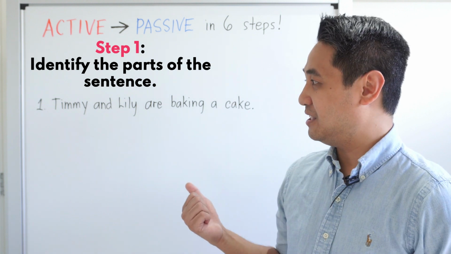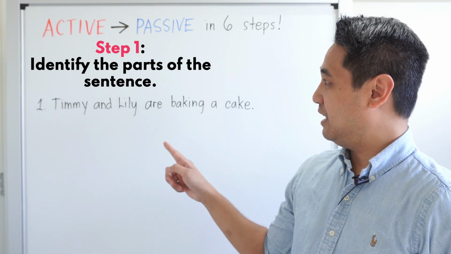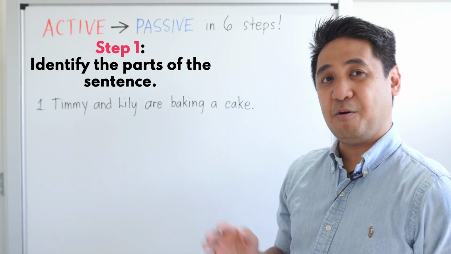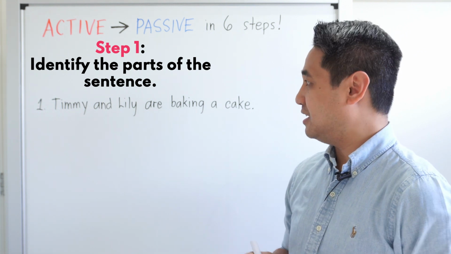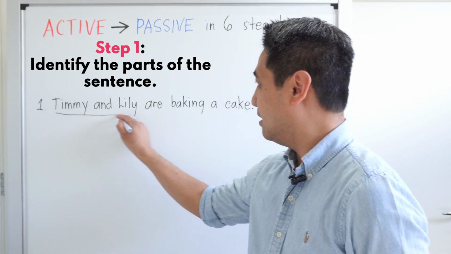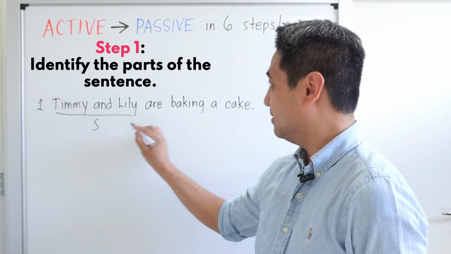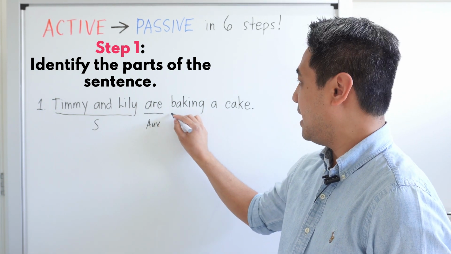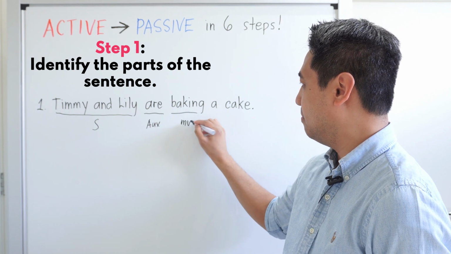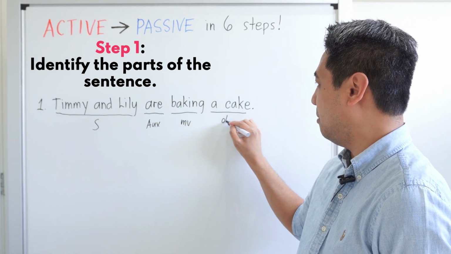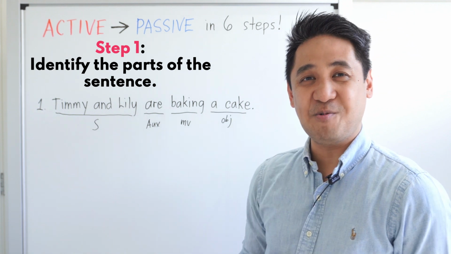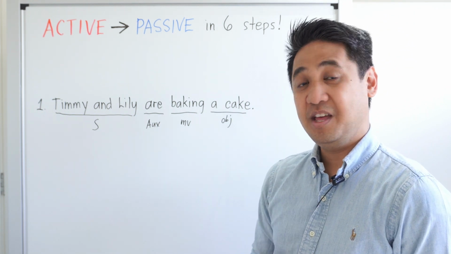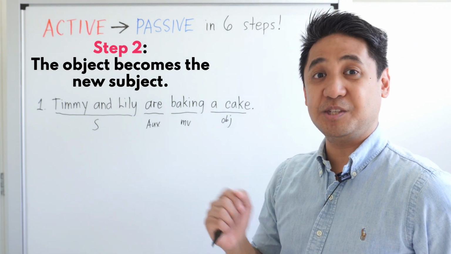We'll use this sentence as an example. Timmy and Lily are baking a cake. Now, when we identify the parts of this sentence, Timmy and Lily is your subject. Are is your auxiliary verb. Baking is your main verb. And a cake is your object. That's step 1.